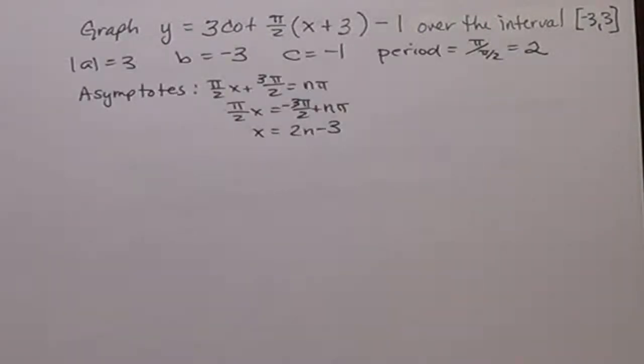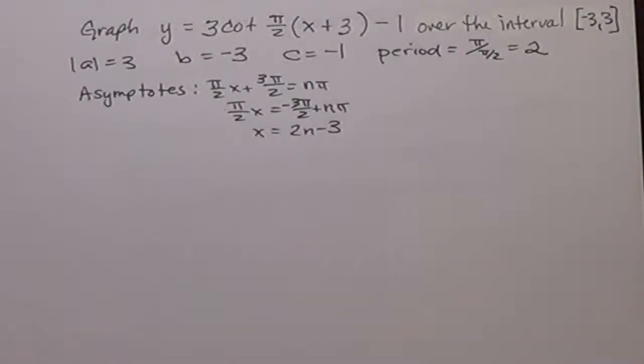So for this function, our amplitude is going to be 3. Our phase shift is negative 3, so we're actually moving to the left 3 units. Our c is going to be negative 1, so we're going to shift the graph down 1 unit. And our period is going to be 2. In this case, our asymptote, solving for when the sine values are 0, we get x equals 2n minus 3. So again, these are going to be integer values. So now we can go ahead and plot this.